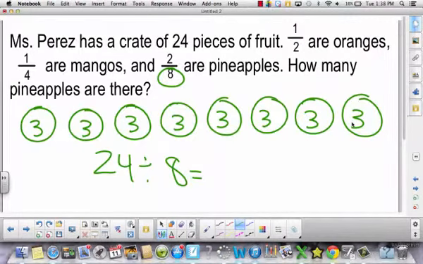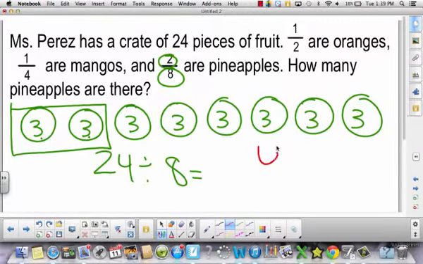How many groups of those 8 are pineapples? You can look at my fraction, it tells me 2 out of the 8 are pineapples. So 3 plus 3 is 6. 6 pineapples.